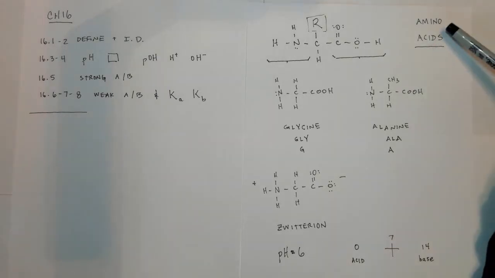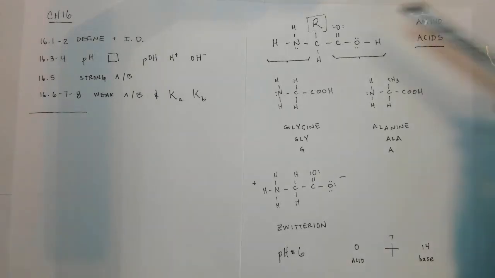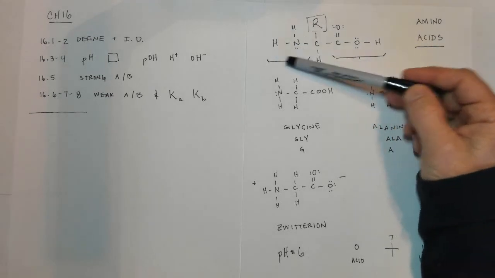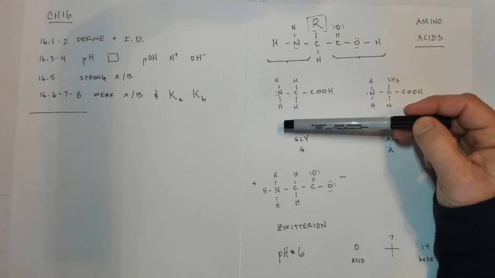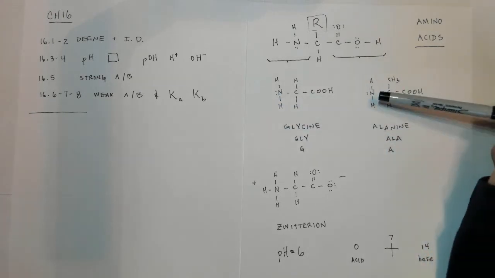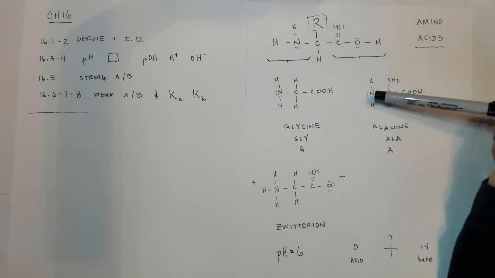Amino acids have an amine group in them. NH2 is the amine group, and you can see that in both of these example amino acids. And this is the portion that acts as a weak base. It's a getter of protons or an acceptor of hydrogens.